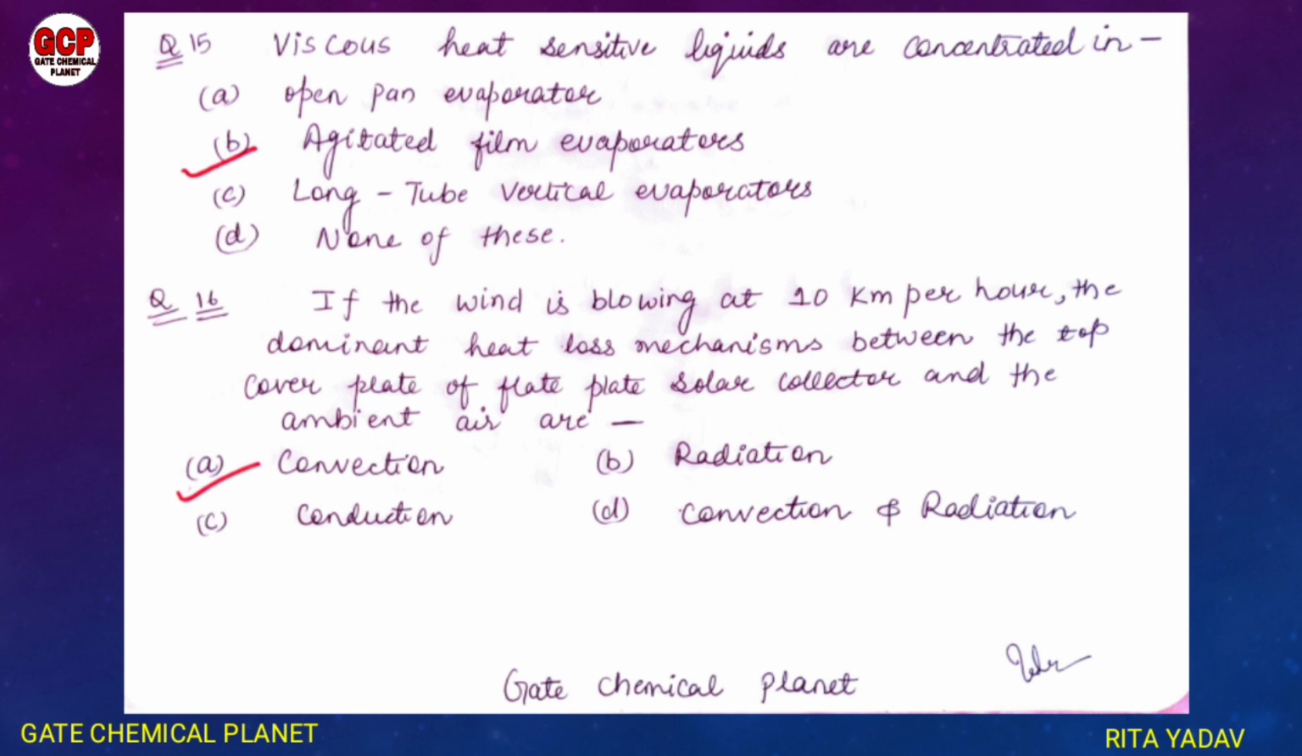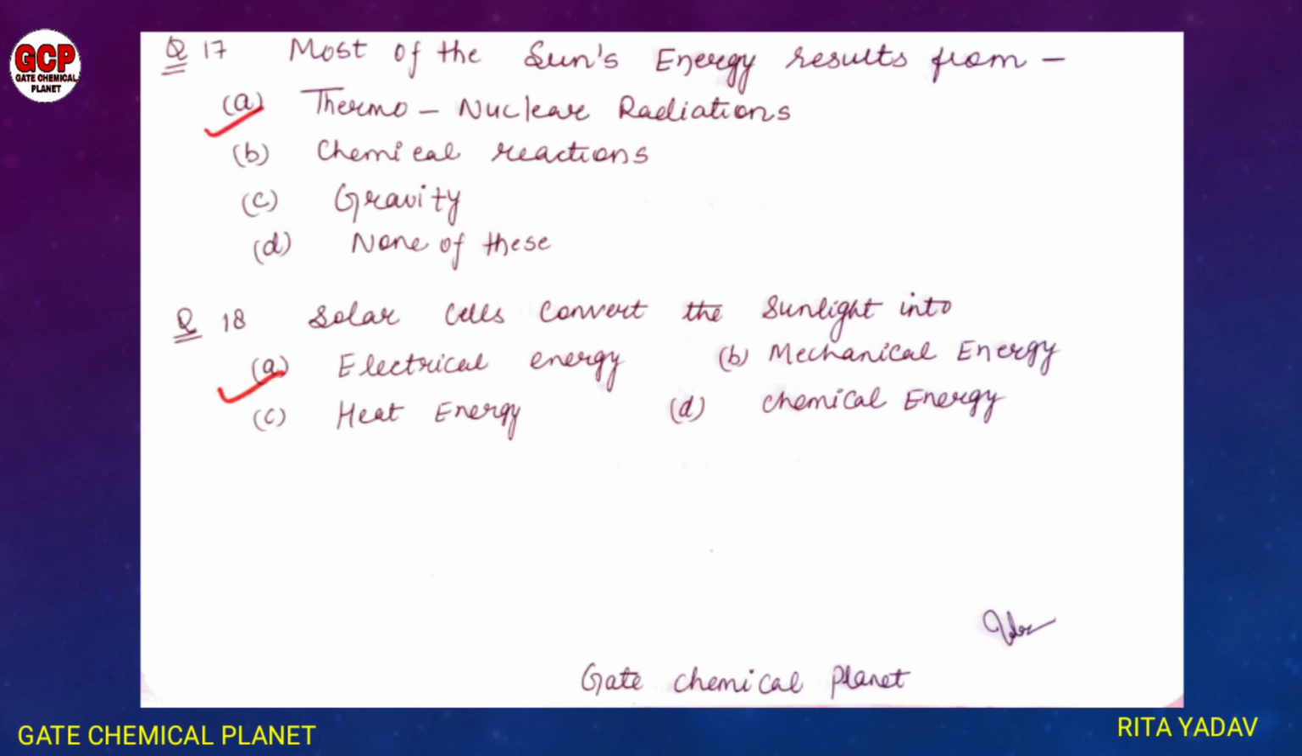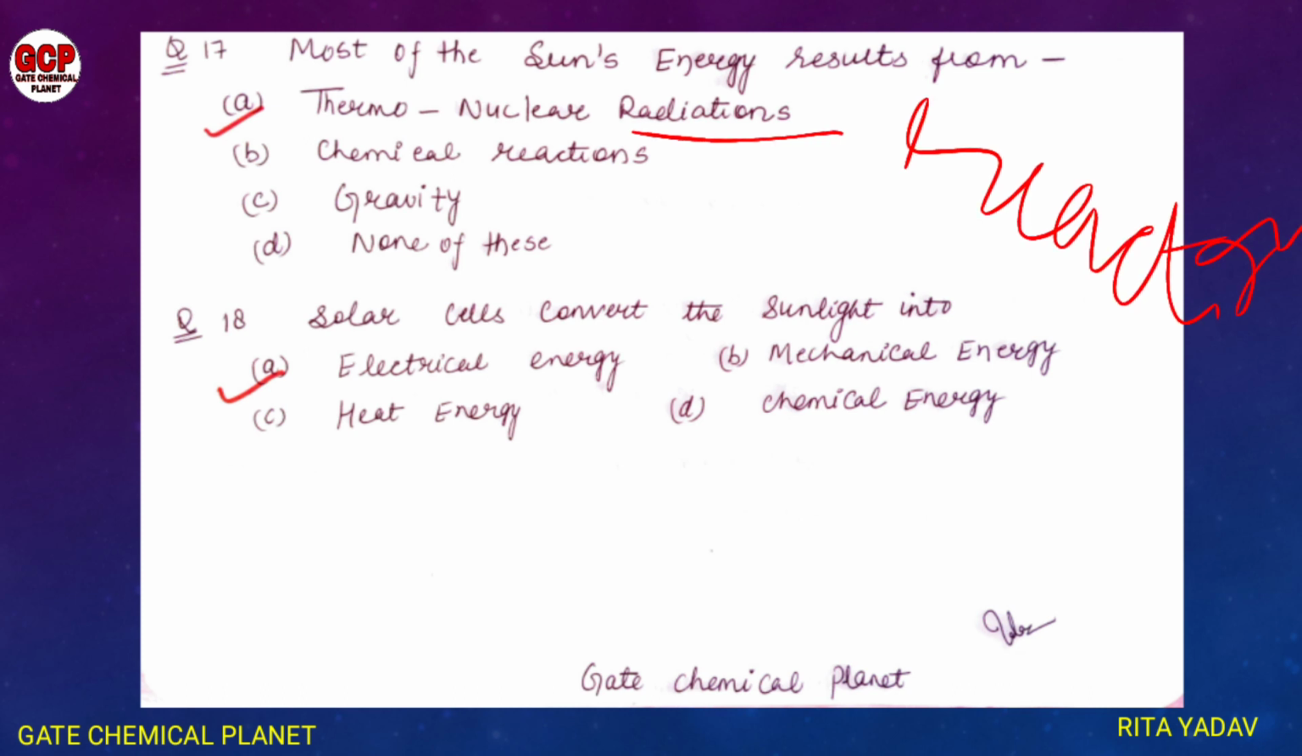Now move on to the next question. Most of the sun's energy results from thermonuclear reactions, chemical reactions, gravity, or none of these. It is not radiation, it is reaction. So most of the sun's energy results from thermonuclear reactions.